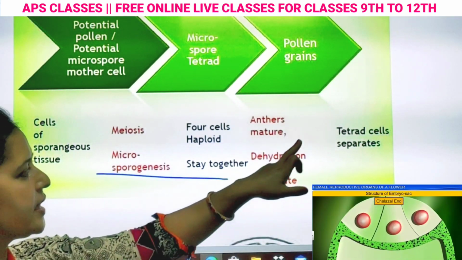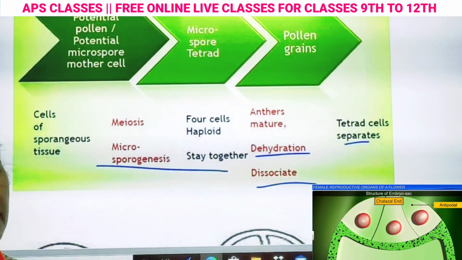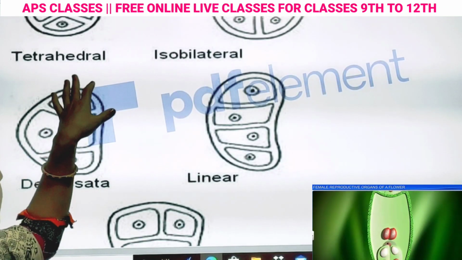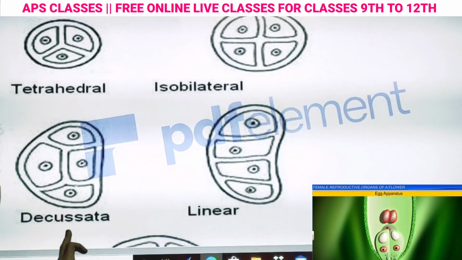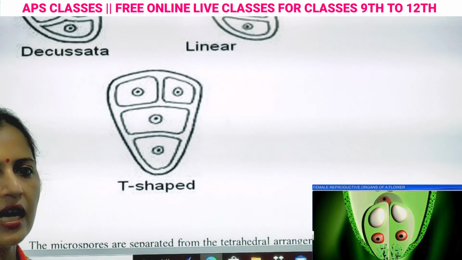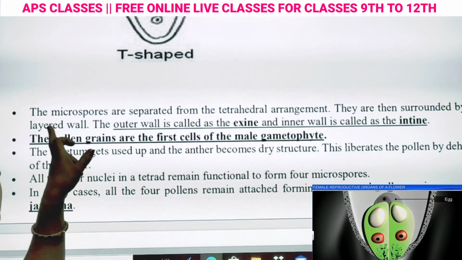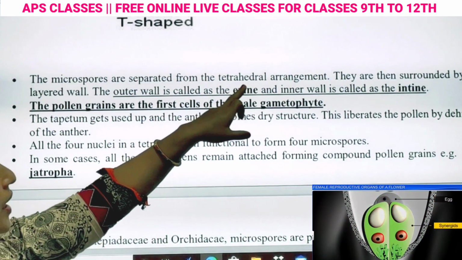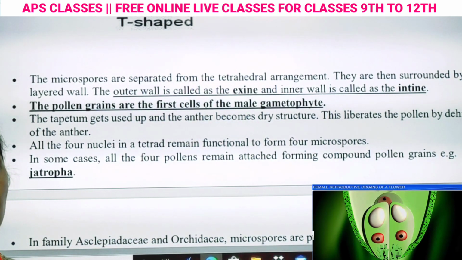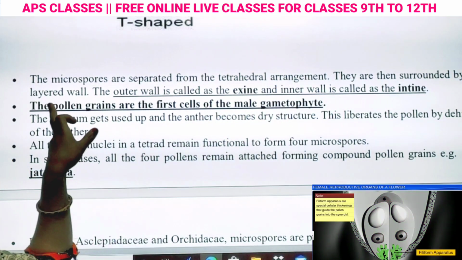Dehydration, dissociate, and the tetrad cells separates. और उसके बाद जो tetrad cells होंगे, that means they are separate with each other. This is the shapes of the tetrad, isobilateral, decussate, and linear, and T-shaped. So these are the 5 types of the cells that are present in the microsporogenesis. The microspores are separated from the tetrahedral arrangement. जो microspores हैं वो separate होंगे, अलग हो जाएंगे, पर वो अलग होंगे with the help of the tetrahedral arrangement. They are then surrounded by a layered wall.